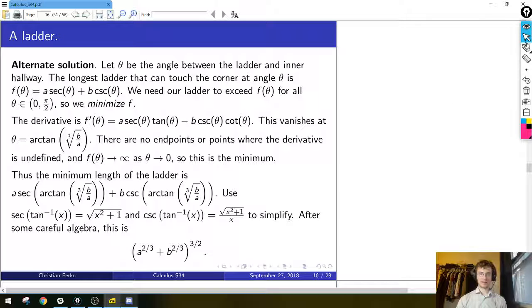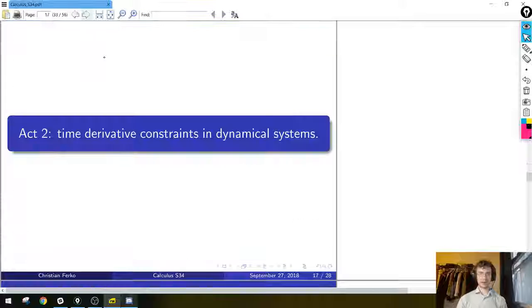I don't know, the solution seems very inelegant to me because you have to use these really ugly trig identities at the end, like secant of tangent inverse and cosecant of tangent inverse. So I don't like their solution as much, but you get the same answer, the 2/3 and 2/3 plus 2/3 to the 3/2. So, just a side comment that it's a matter of taste which variable, x or theta, you prefer to use in your extremization, but I like the x better, personally.